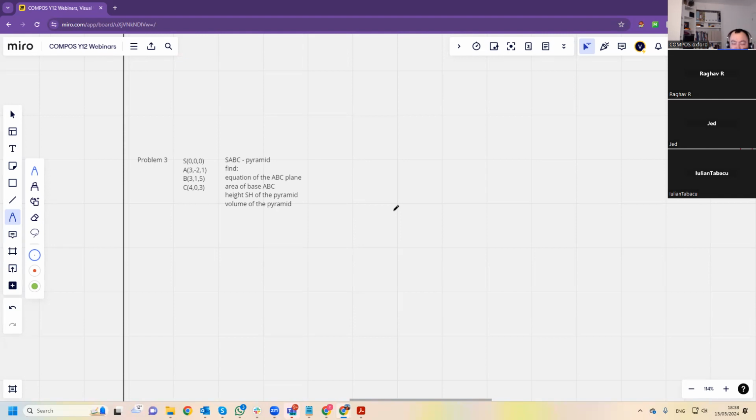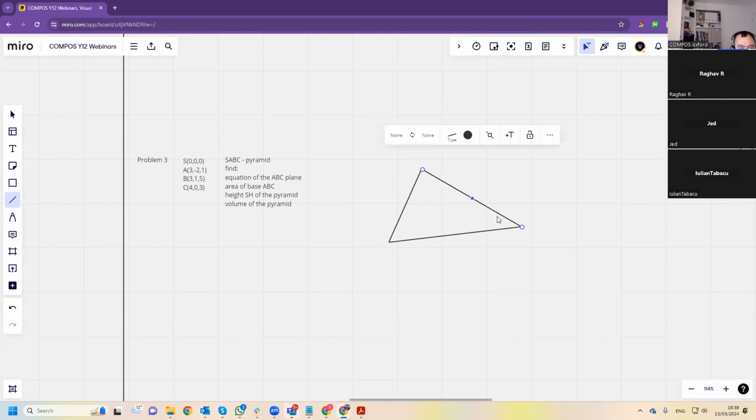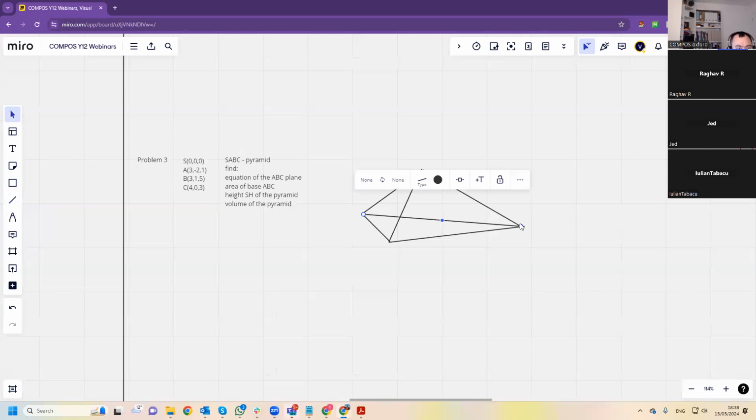Okay, so we have a pyramid. Let's call it S, A, B, C. It doesn't look like this, but it doesn't have to. Find the equation of the ABC plane.